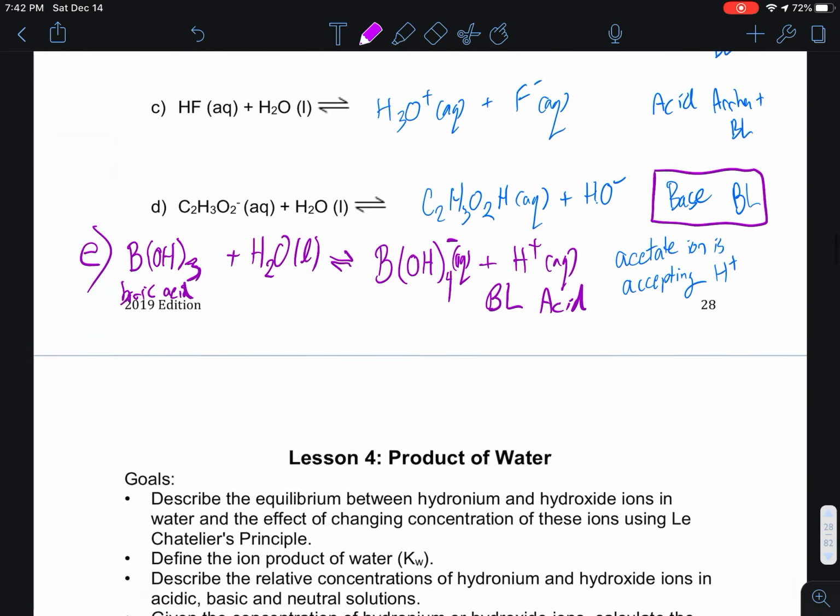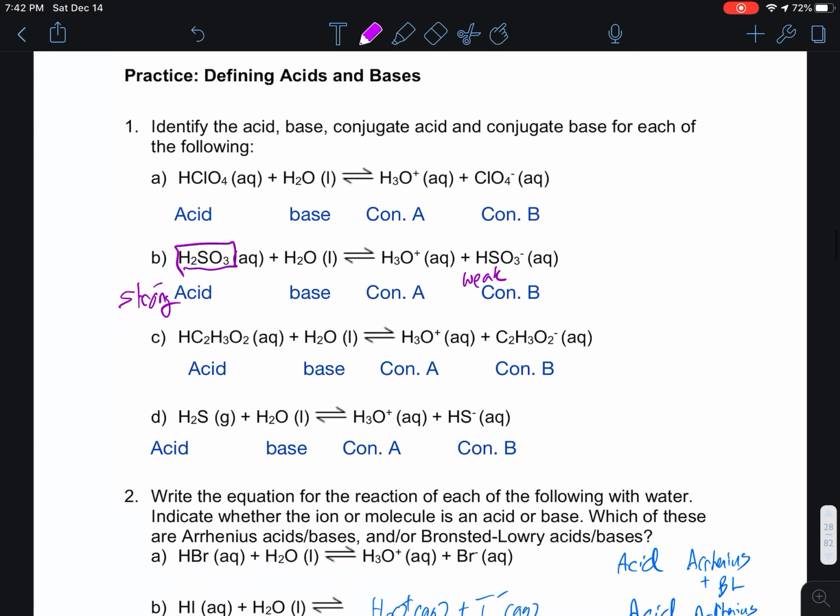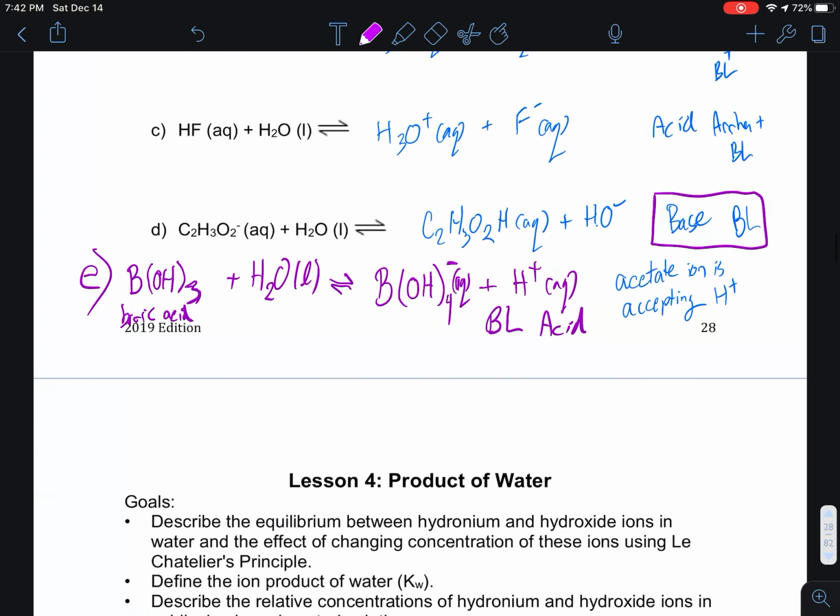I'm going to try to add that to the next version of this, I think. That's it for this lesson. It looks like I've done all the homework too. So just try to get used to those definitions.